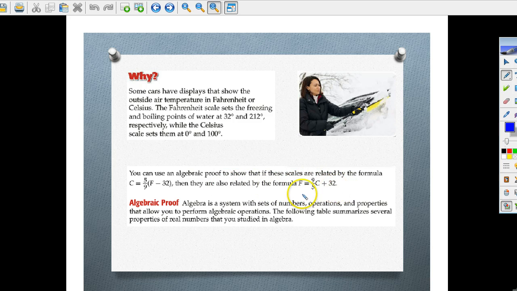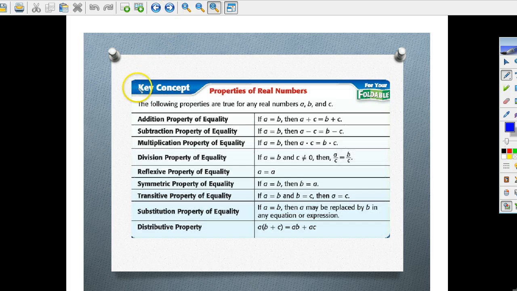So an algebraic proof: algebra is a system with sets of numbers, operations, and properties that allow you to perform algebraic operations. The following table summarizes several properties of real numbers that you studied in algebra. So here you see a table with all the properties that you've learned in algebra, and you should be familiar with this. Addition property of equality: if A equals B, then A plus C is the same as B plus C.